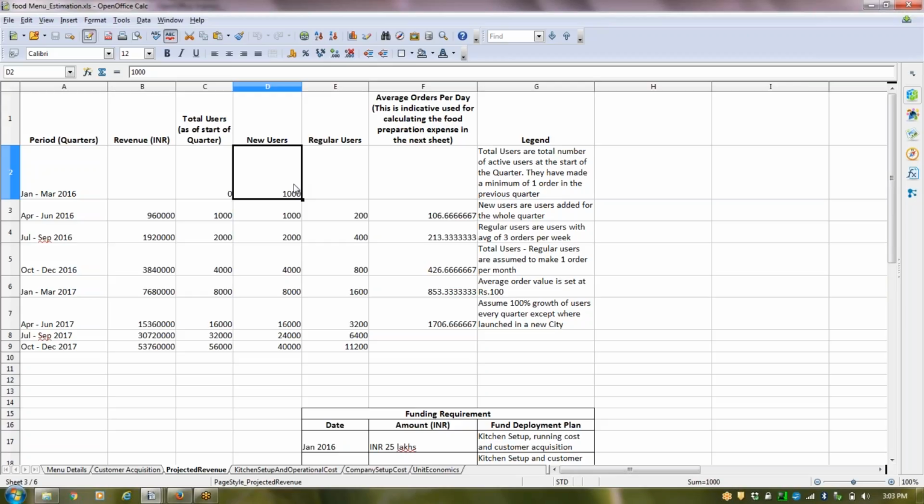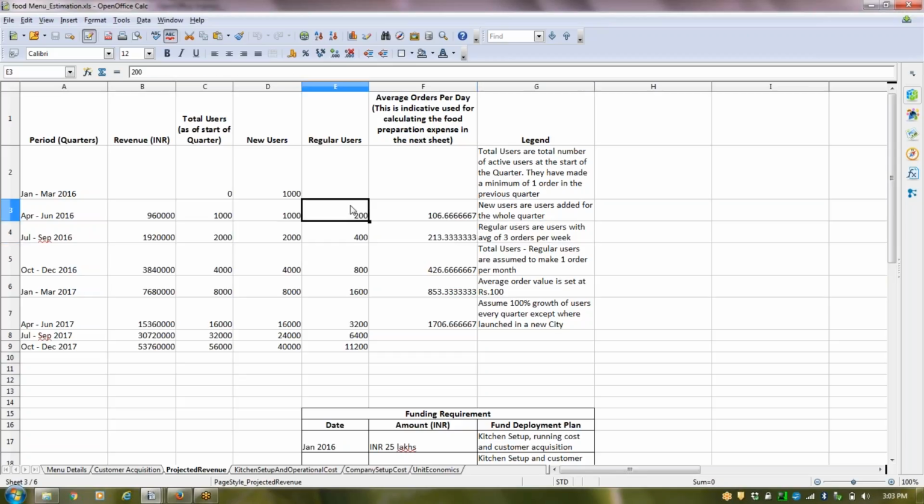They have said that from this period, January to March, the first 3 months, they acquire 1,000 new users, and they have not put any revenue target over there. In the next quarter, they put a revenue target of I think 9,60,000, because they have 1,000 existing users. Out of these 1,000 existing users, they are assuming 200 would be using it regularly. And when we say regular users, they are expecting an average of 3 orders per week.